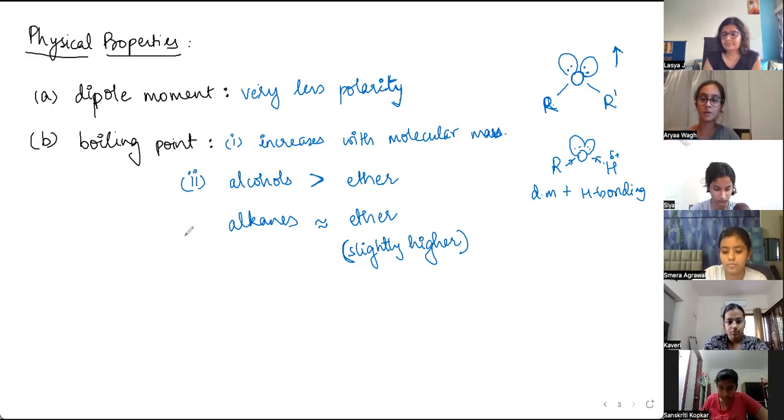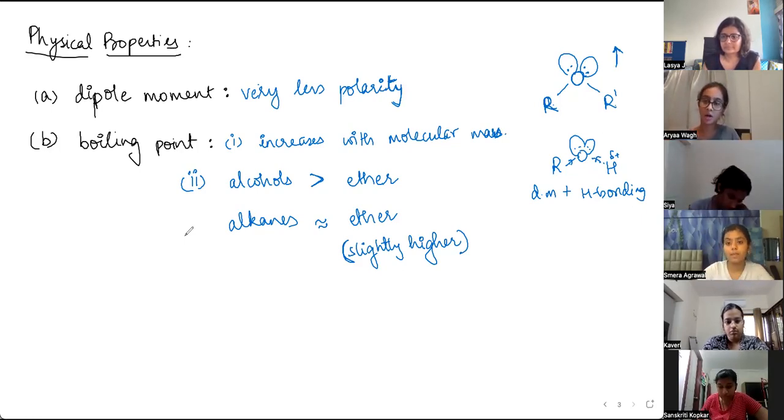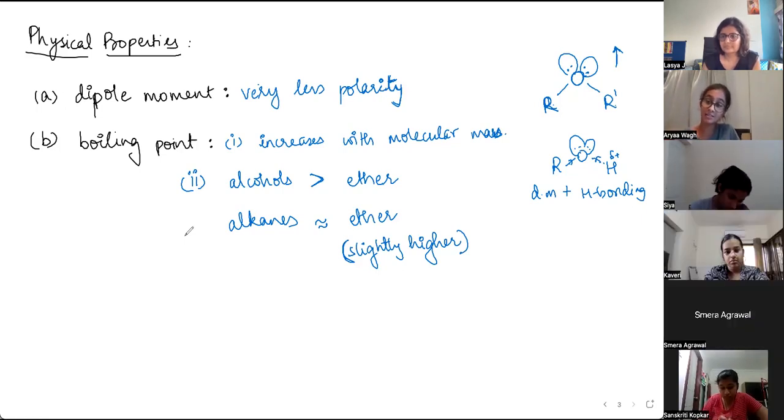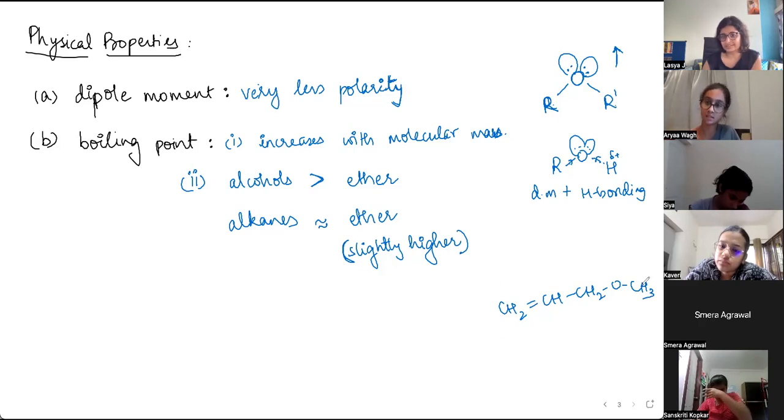I have a question: in R and R dash, can there be alkenes? That possibility is definitely there. You can have something like CH2 double bond CH, CH2O, CH3. It can happen, right?